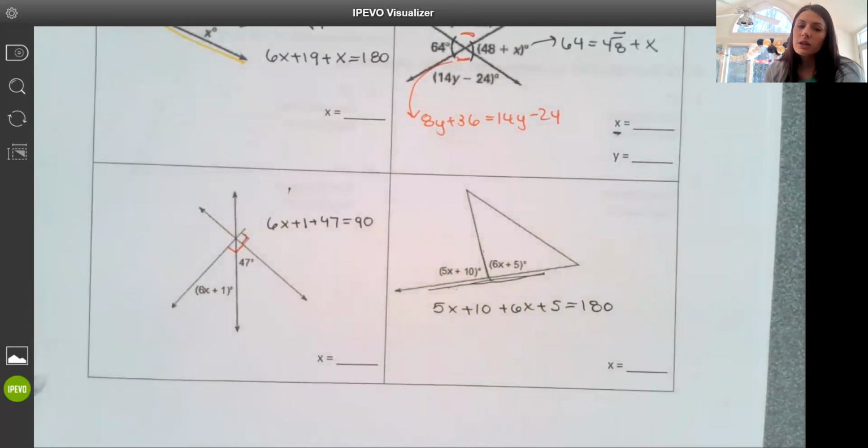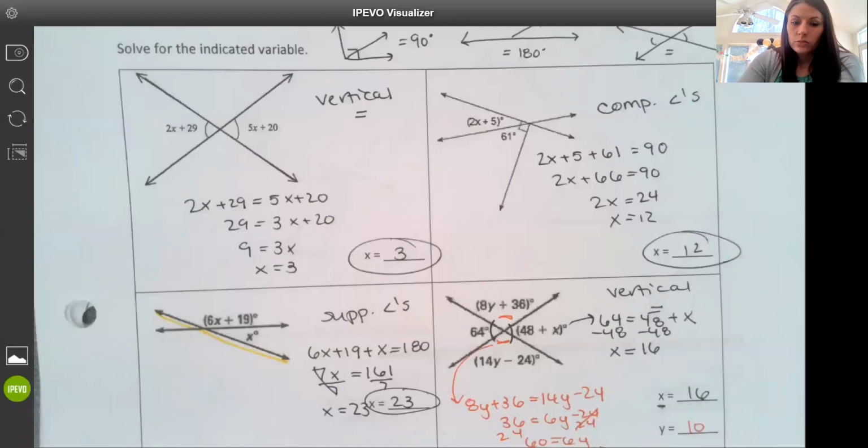So the trick here is figuring out which angle relationship do I have. Are they equal to each other, equal to 90, or equal to 180? And then from there, it's just solving. So I'm going to pause the video and solve all of these, and then I'll start the video again and go through the answers.